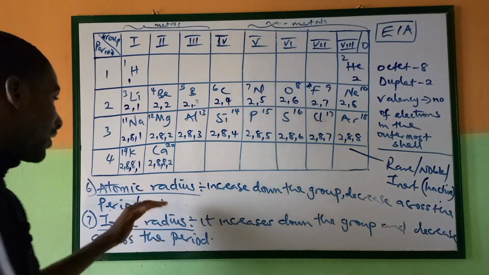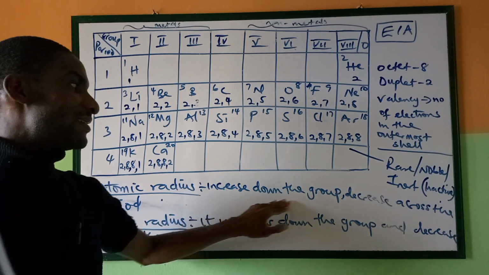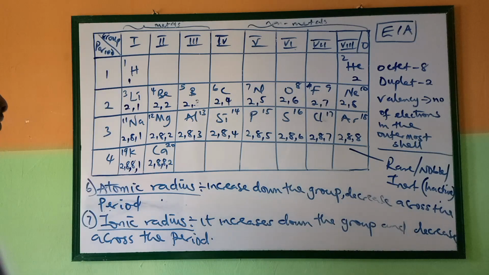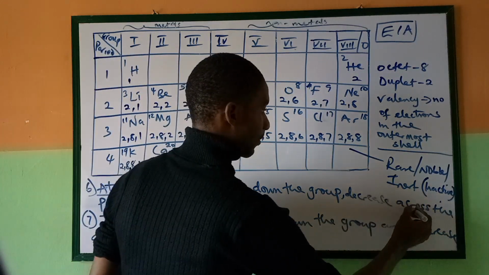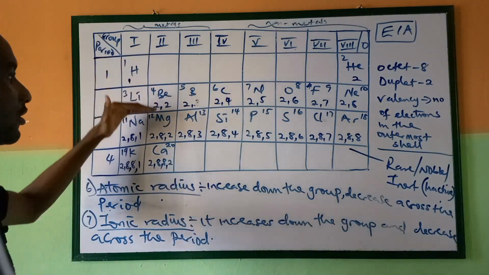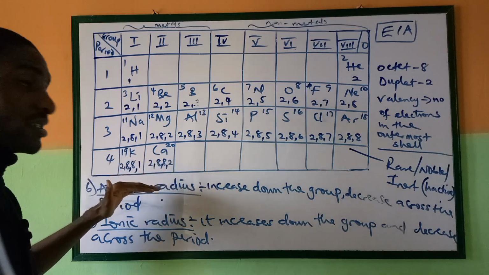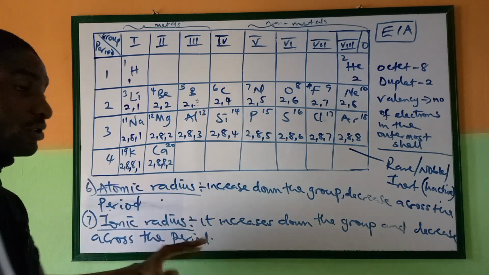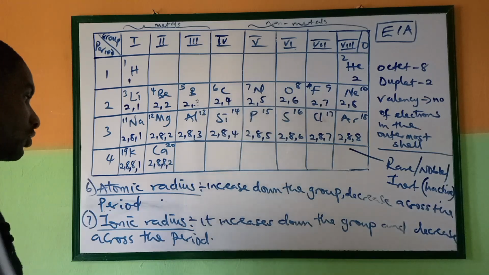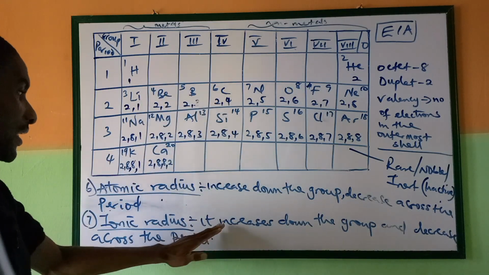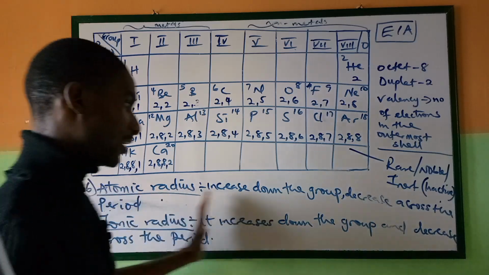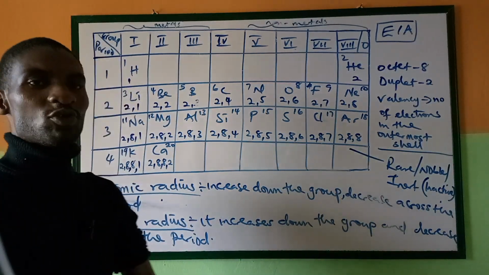So when we talk about atomic radius, it increases down the group and decreases across the period. So that means as you are coming down this group, the atomic radius is increasing. Then for ionic radius, the same thing applies. Radius, I'm going to explain what that means to you. But for both of them, it increases down the group and it decreases across the period. Now, how do we define it?